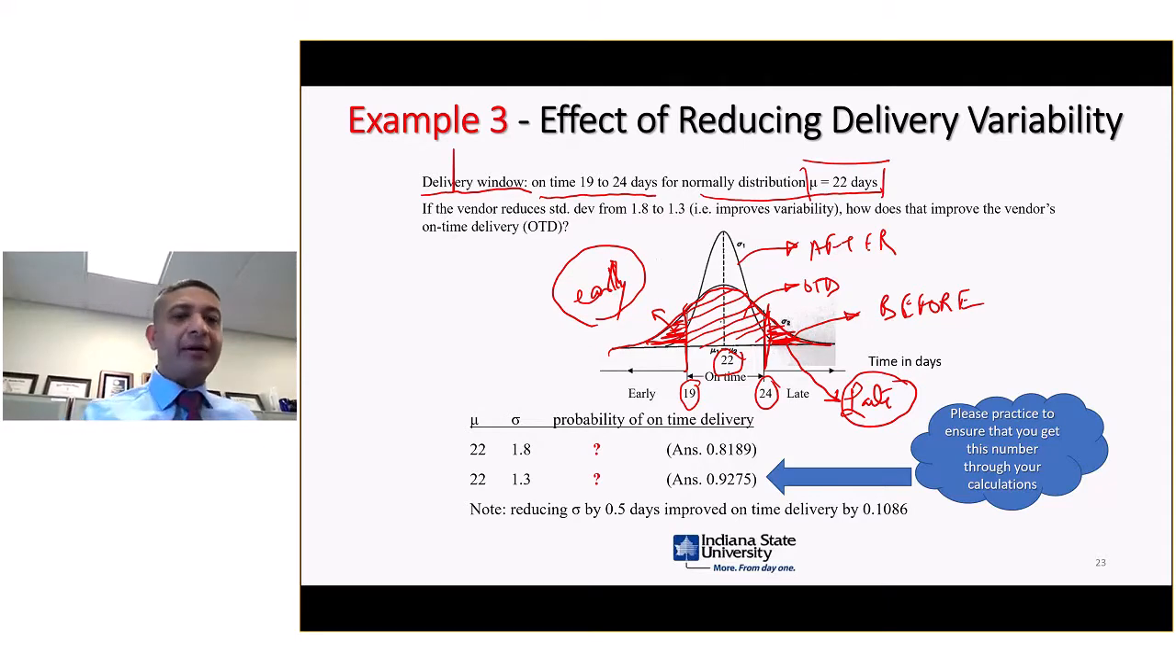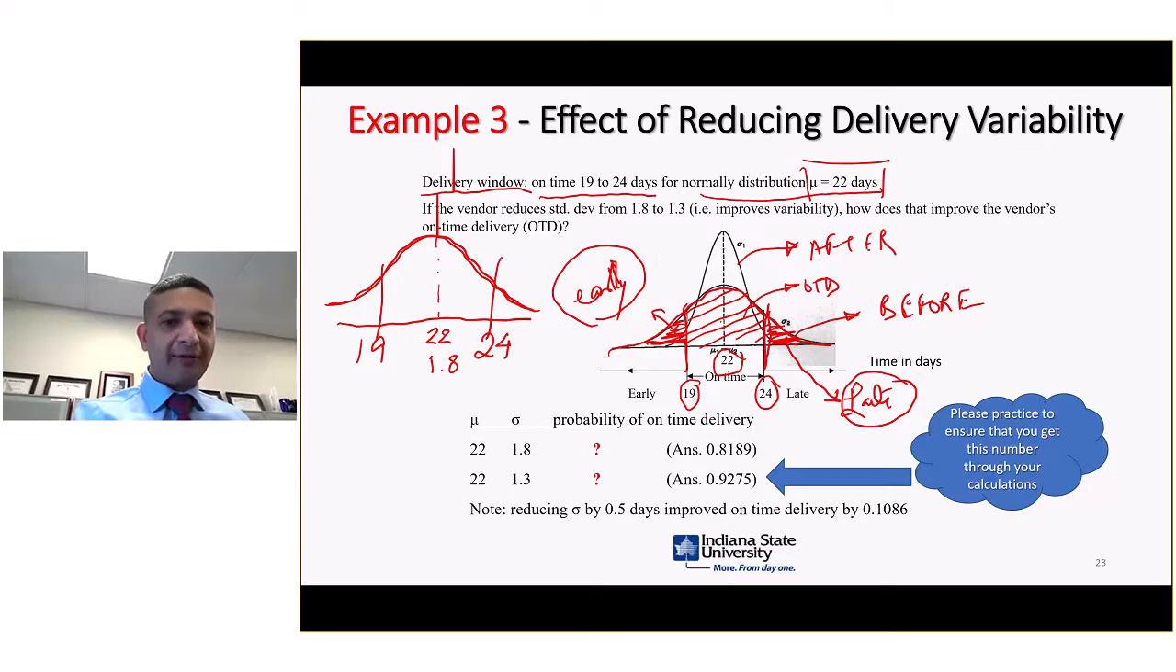So the first scenario is where the supplier has a distribution that goes like this. You have 22 as your mean. You have a standard deviation of 1.8, which basically defines that specific shape of the distribution. I have slapped a delivery window of between 19 to 24 days on the supplier.